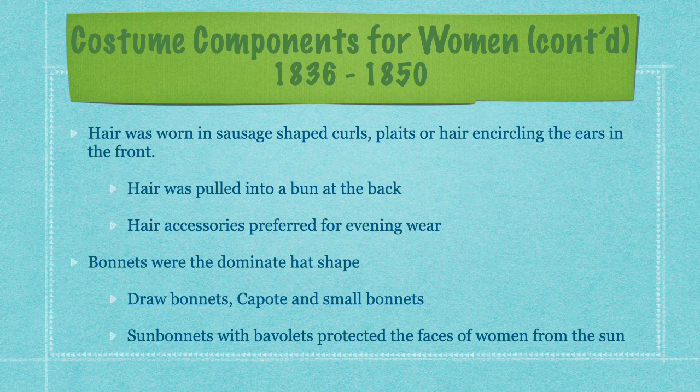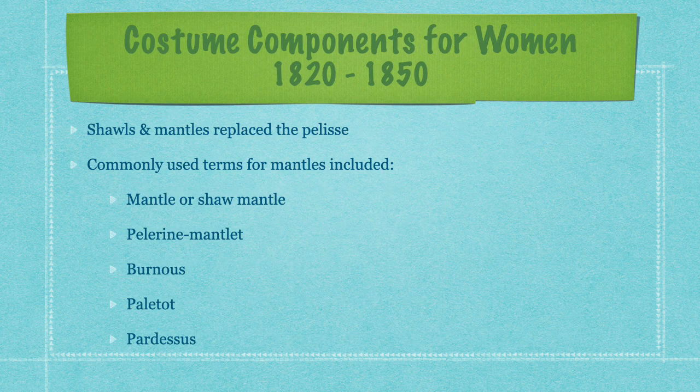Bonnets were the dominant hat shape. Draw bonnets, capteau, and small bonnets were worn. Sunbonnets with bevelets protected the face of women from the sun. So shawls or mantles replaced the pelisse. A mantle or a shawl mantle was a short garment that was pretty much like a hybrid between a shawl and a short mantle that had points hanging down at either side of the front.